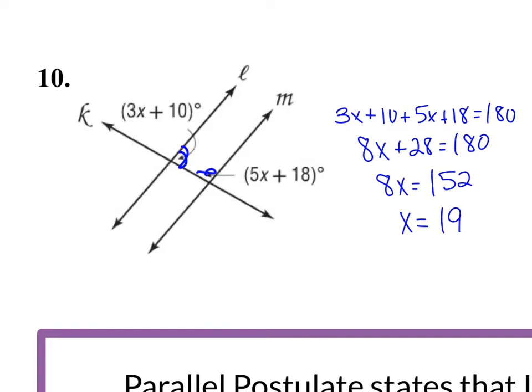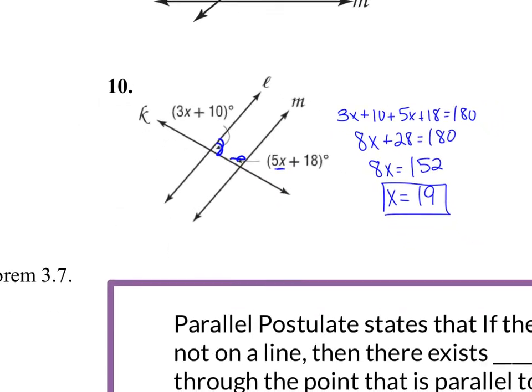Remember yesterday we said that you can plug 19 back in for x, and you should have two angles that add up to 180. So number 10, if you got 19, good job.